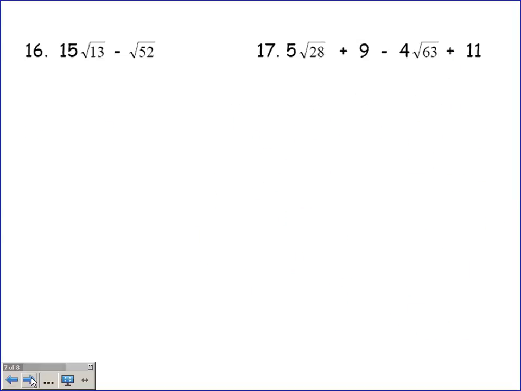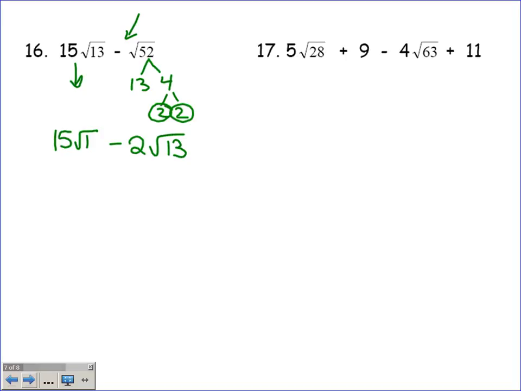Our last two problems here are a little bit different than what we've been doing. We break 52 down. This would be 13 and 4. 4 gets broken down into 2 and 2. We ask if there's any pairs. There's a pair of 2's with a square root of 13. There is a minus sign here, so I'm going to write it so it looks like a negative 2. I'll bring this part down. This will just be 15 times the square root of 13.